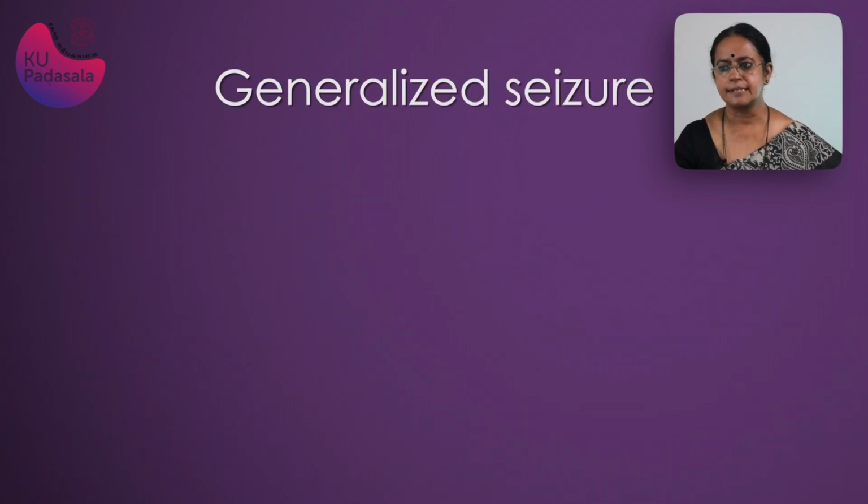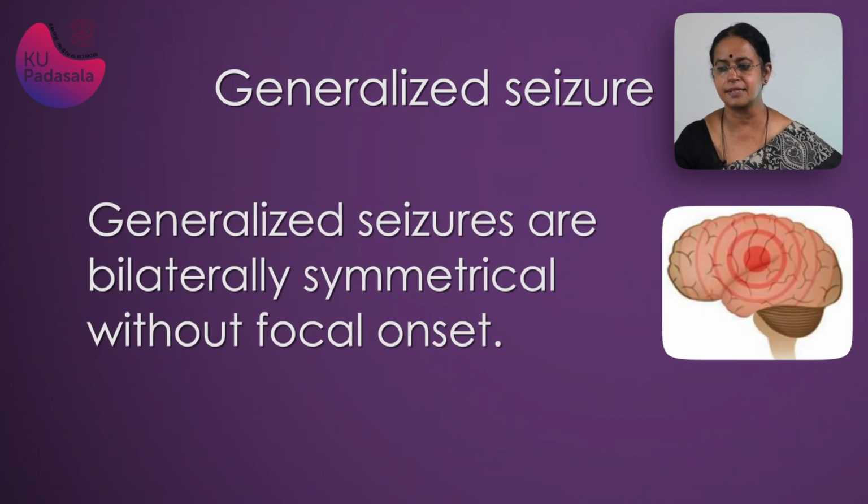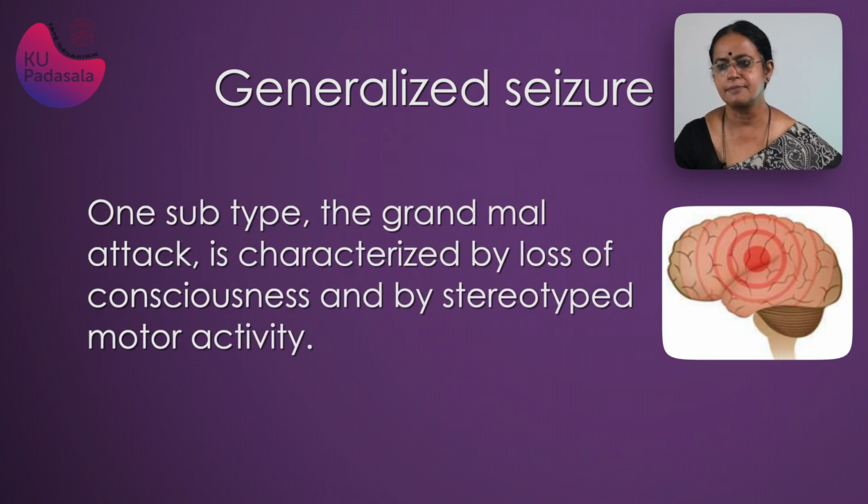Next, we'll learn about generalized seizures. Generalized seizures are bilaterally symmetrical without focal onset. One such type is a grand mal attack. Grand mal means great illness, and is characterized by loss of consciousness and by stereotyped motor activity.